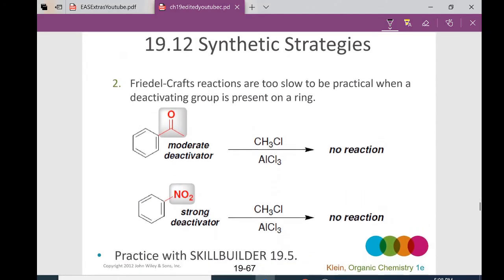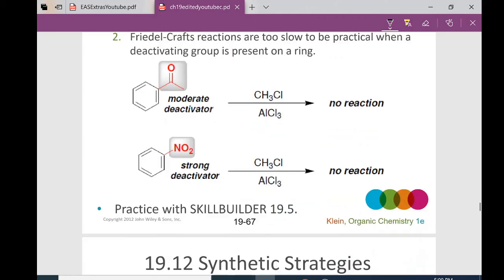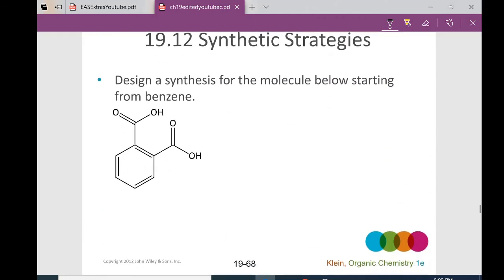Okay, so here's another caveat. Friedel-Crafts alkylations and acylations are too slow to occur if you have a deactivating group already on the ring. So you're not going to get a reaction there. Okay. And again, I probably wouldn't dock my students for doing that on an exam, but your professor may be a little bit more strict.